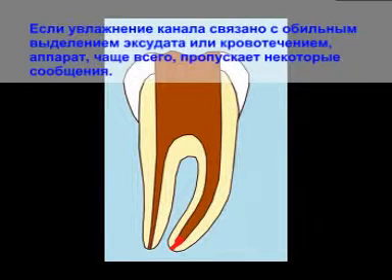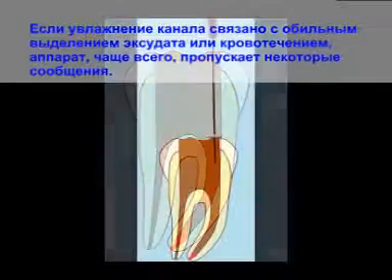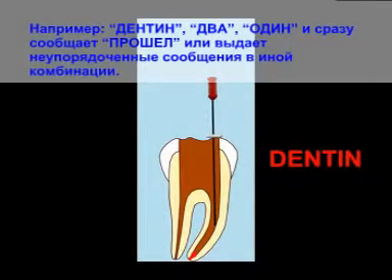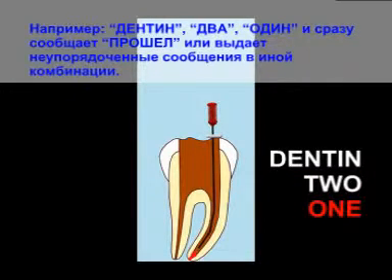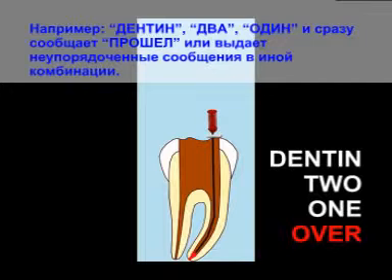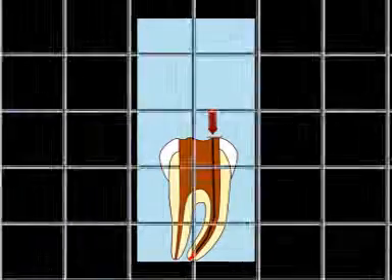If canal wetting is connected with rich exudate secretion or bleeding, the device most frequently misses some of the messages, for example, "dentin 2, 1," and directly announces "foramen anatomicum," or gives jumbled messages in a different combination.